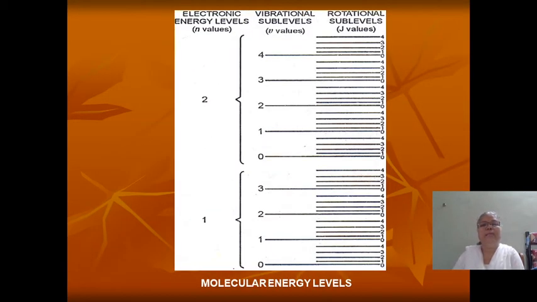Then the molecular energy level diagram. Remember that each molecular energy level diagram consists of electronic energy levels, vibrational energy levels, and rotational energy levels. And the energy required for electronic transition is greater. In this diagram, they have shown two electronic energy levels: this is the first one and this is the second one. The electronic energy levels are shown by the n value, that means here n equals 1, here n equals 2.